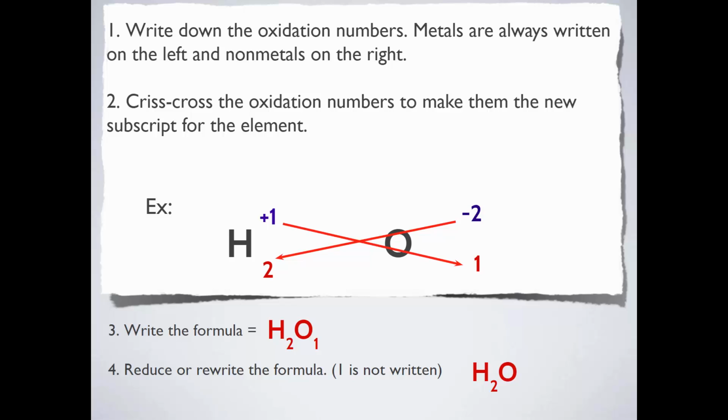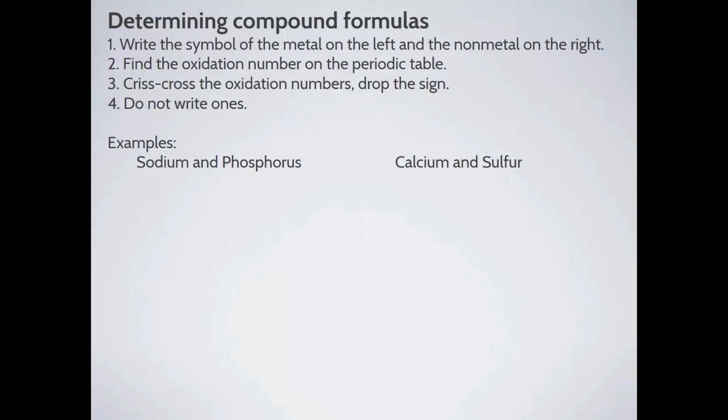Even though the oxidation number is negative, we ignore the sign of the oxidation number. So this 1 goes after the oxygen, this 2 goes after the hydrogen. We'll look at some more examples.